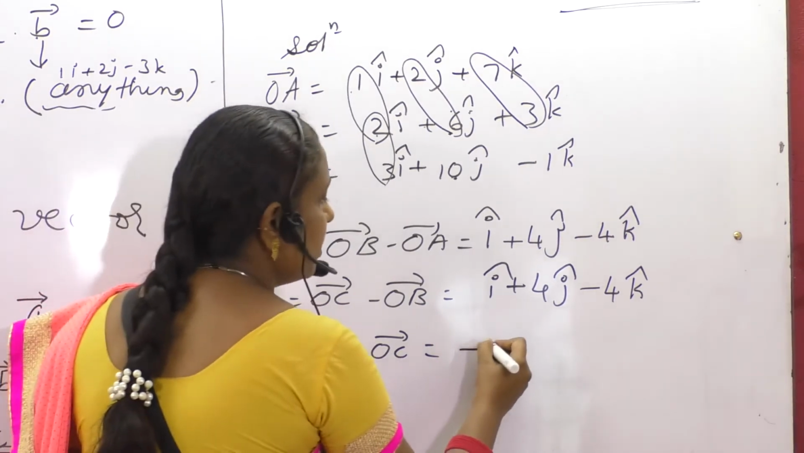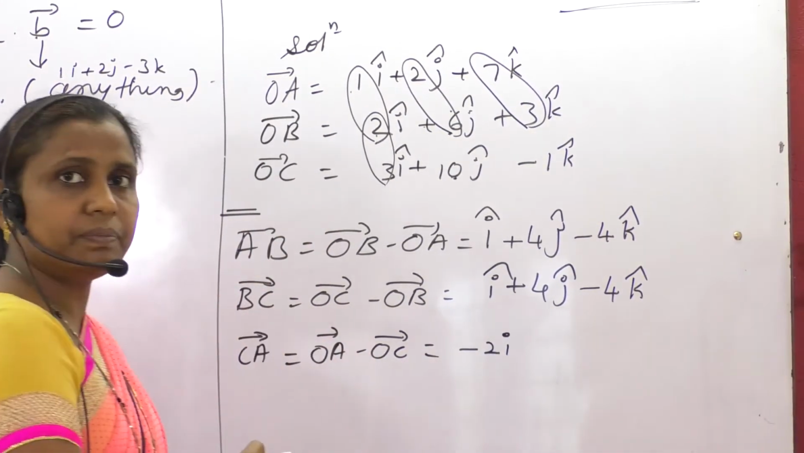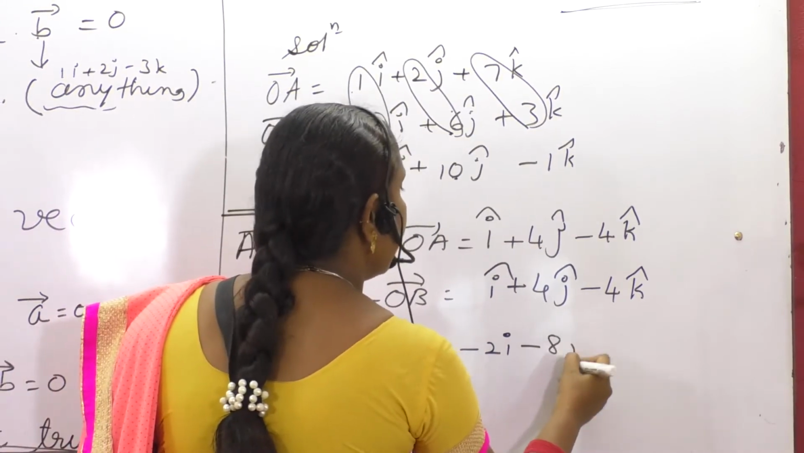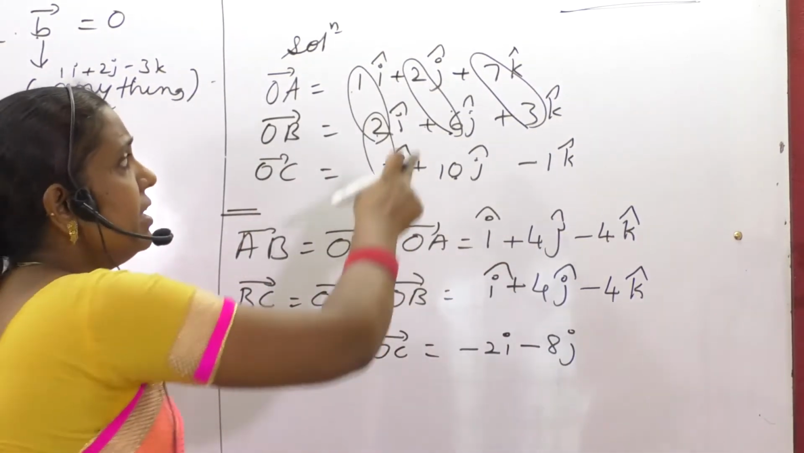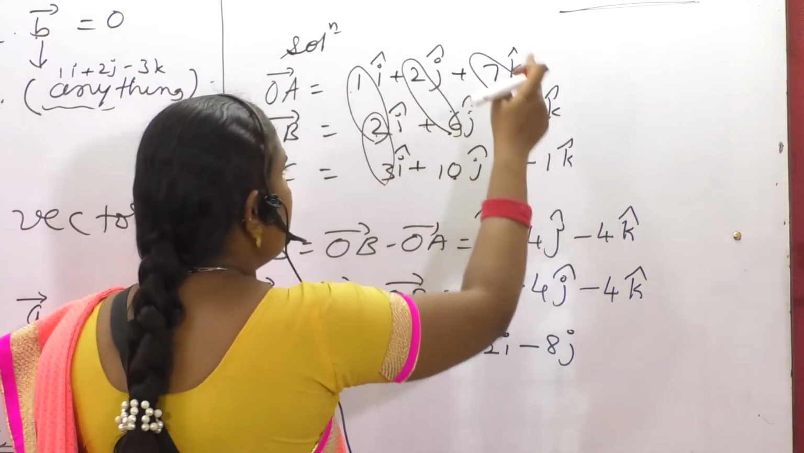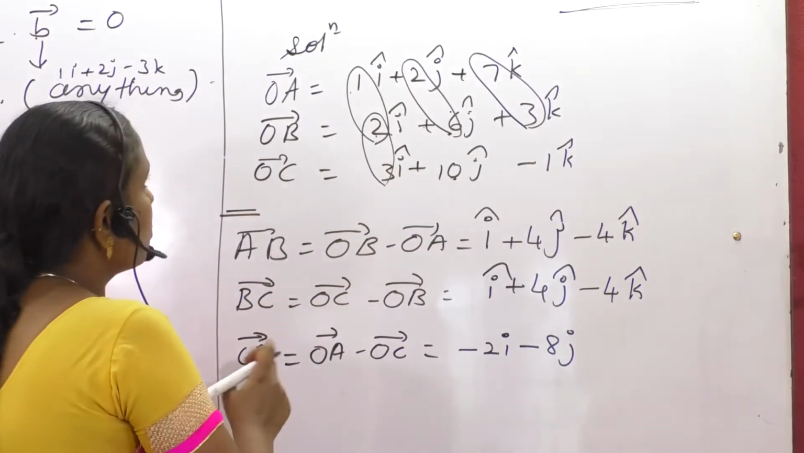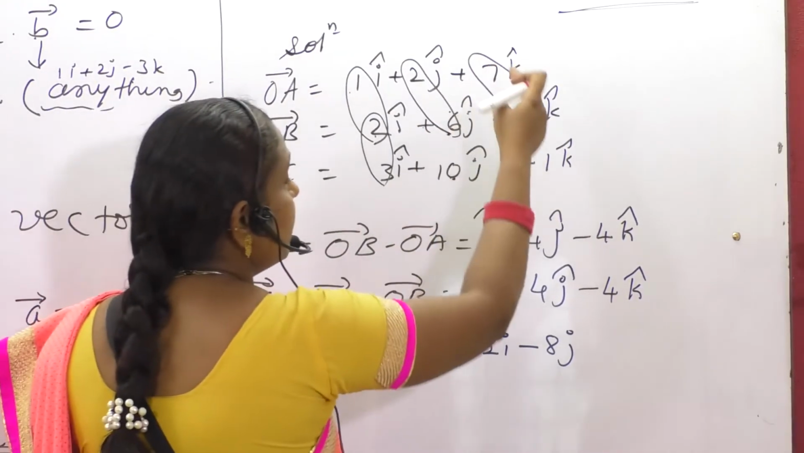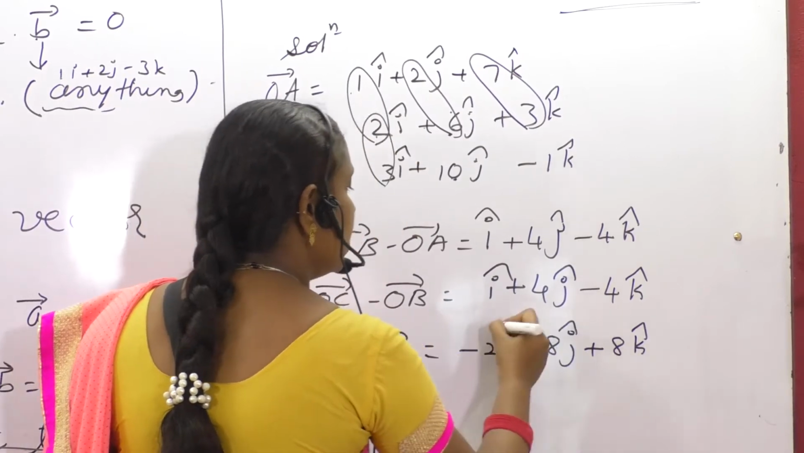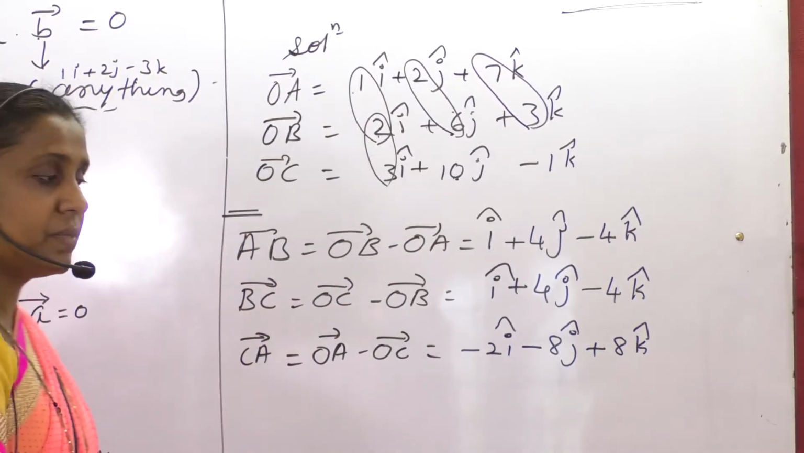1 minus 3 means what? Minus 2I. 2 minus 10 means what? Minus 8J. Is this right? 2 minus 8, 10. That is minus 8. 7 minus of minus 1, because OA minus OC, you know. 7 minus of minus 1 is plus 8K. With the notation, these are the things.